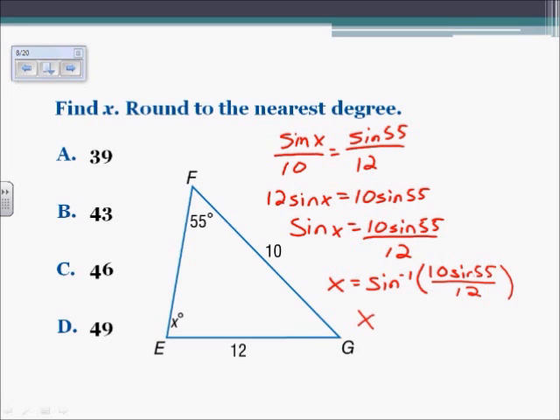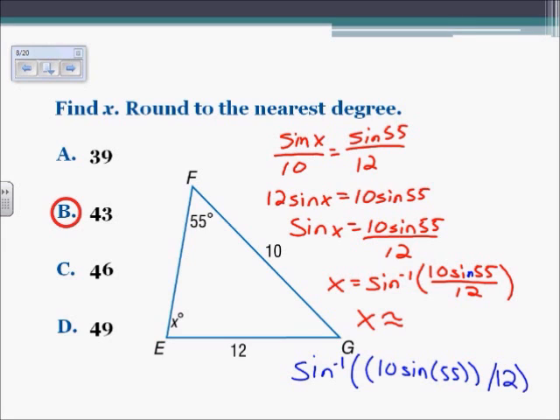Plug that in your calculator. Okay, x is approximately then 43. And if you did not get the correct answer and you need the sequence for the parentheses, remember it would be sine inverse parentheses 10 sine, which kicks out its own parentheses, 55, close, close, division 12, close. There is the law of sines.